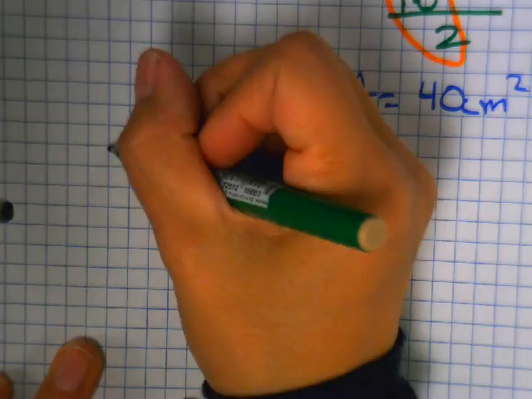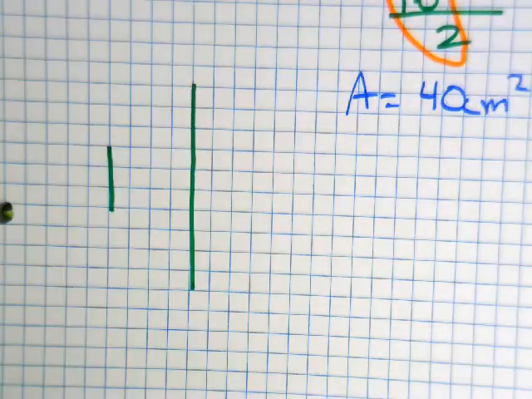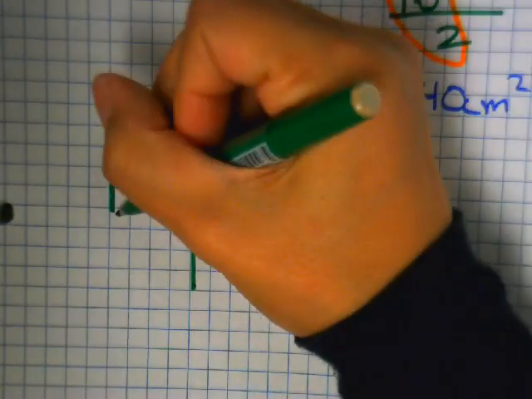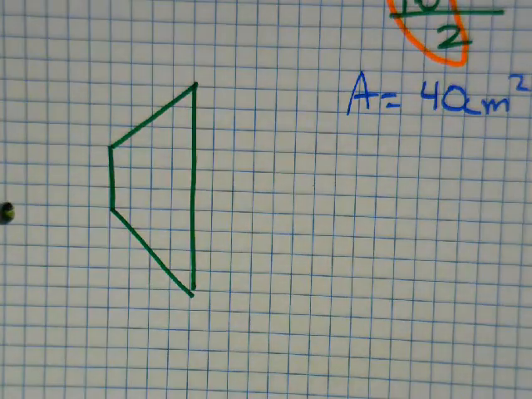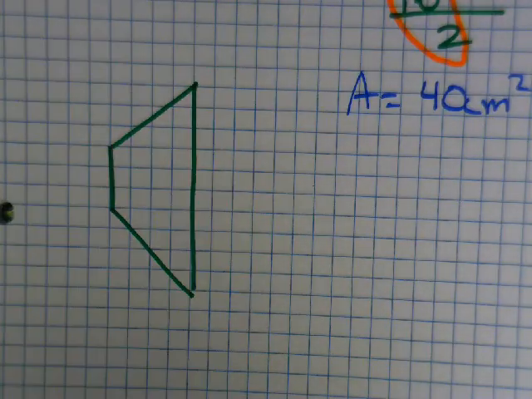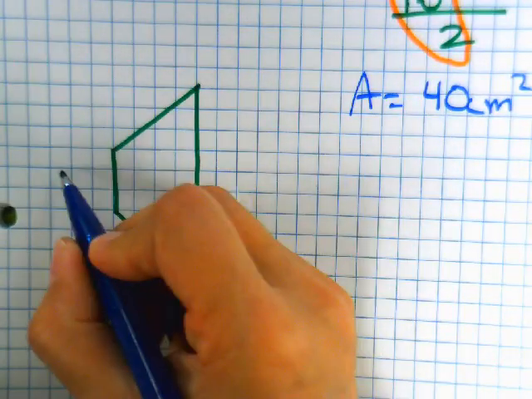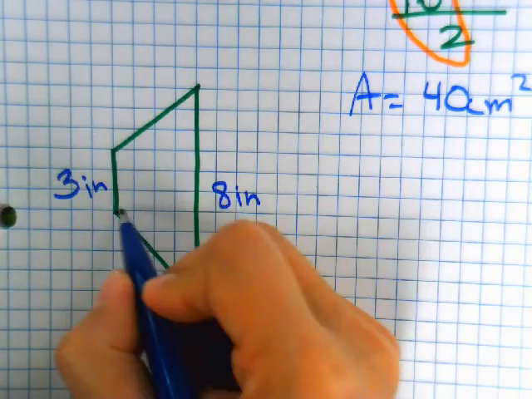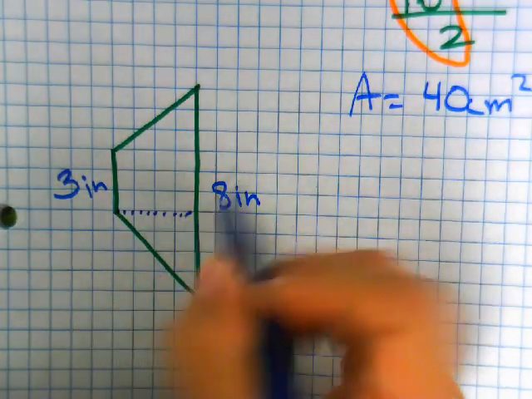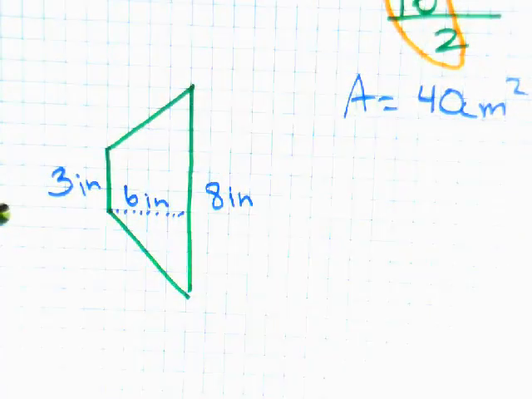Let's do the vertical one, like the vertical trapezoid, because you'll see this on your classwork, so I don't want you to be scared. Okay, write that down. 3, 6, 8.